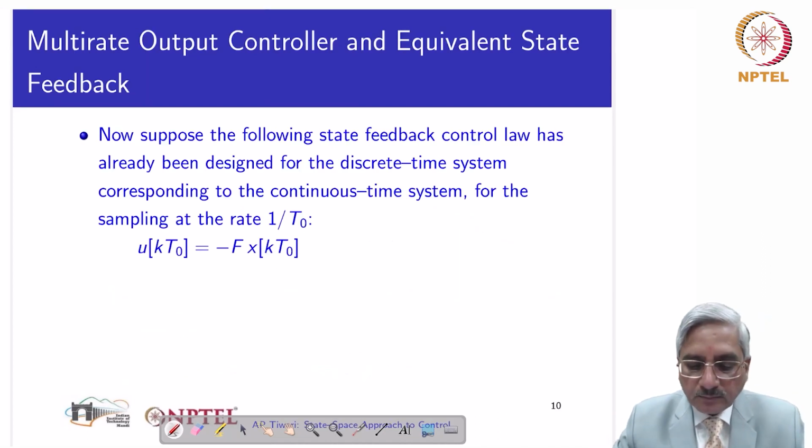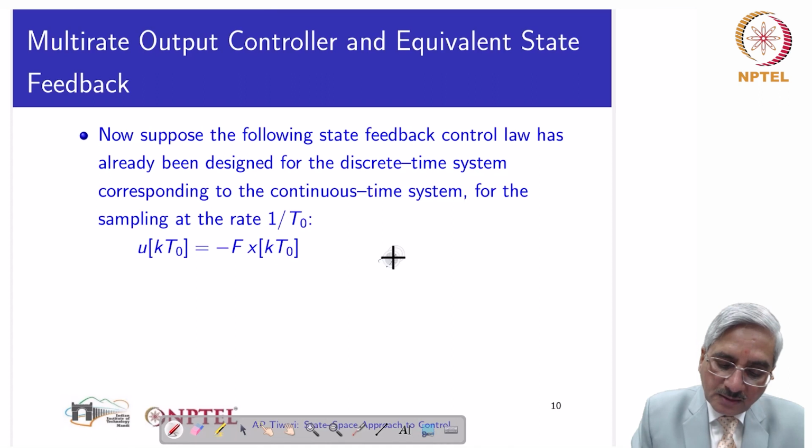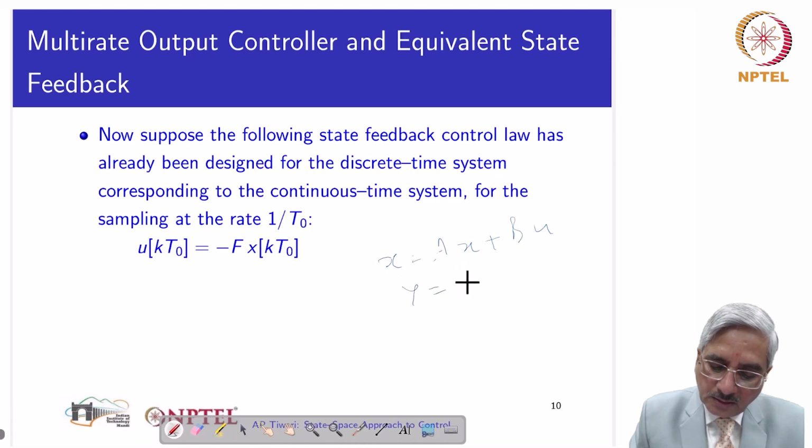Now what we are doing is that we are assuming that for the system, basically we had the system x dot equal to Ax plus Bu, y equal to Cx.